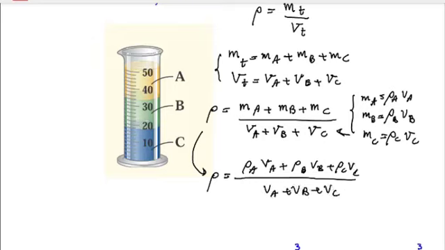Let's solve a question related to this part. What volume of a fluid in cubic centimeters and density of 1.2 grams per centimeter cubed should we mix with 500 cubic centimeters of water so that the mixed density would become 1.1 grams per centimeter cubed? Density of water is 1 gram per centimeter cubed.